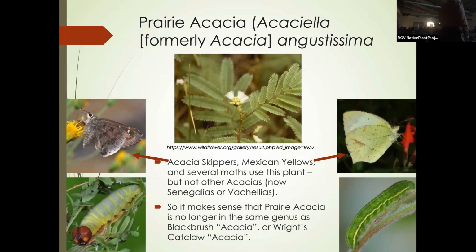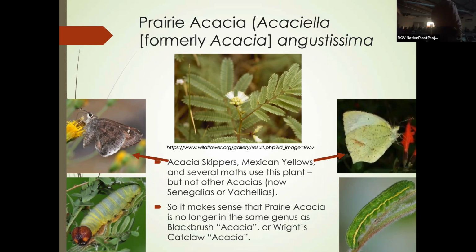And as far as butterflies, which I'm more interested in, I like caterpillars in general because they're really neat, but moths are kind of plain, so I like the butterflies. Acacia skipper, it's rare to the valley because the host isn't here very much, but it has shown up. And the Mexican yellow is more common here. They use the plant and then several moths. But given that everything's different that's on it compared to the other acacias, it makes sense that eventually they separated it out.